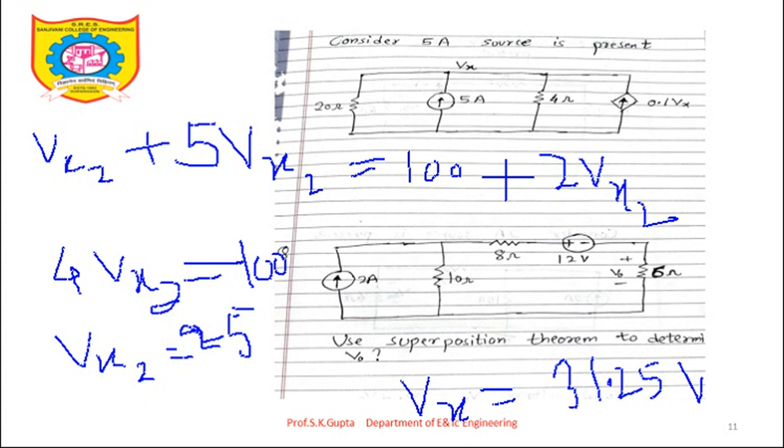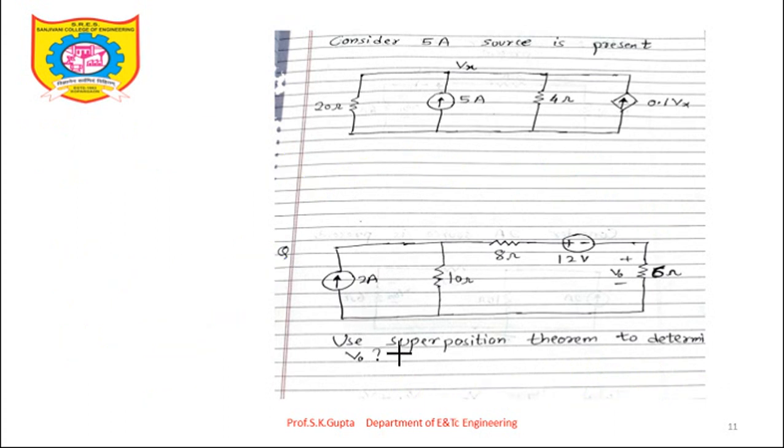Volt. Okay, next one. Use superposition theorem to determine V0. So I have to determine this voltage across the 6 ohm resistance using superposition theorem. So two sources are there. First case, 12 volt source is present and the 2 ampere source is turned off. Turn off means open circuit. Open circuit means you can remove this branch. So this way my circuit will look like.